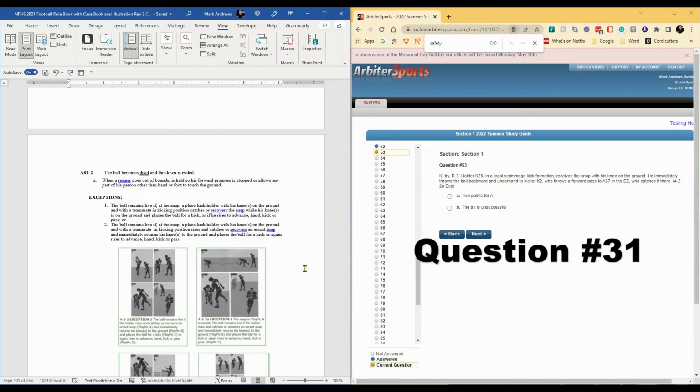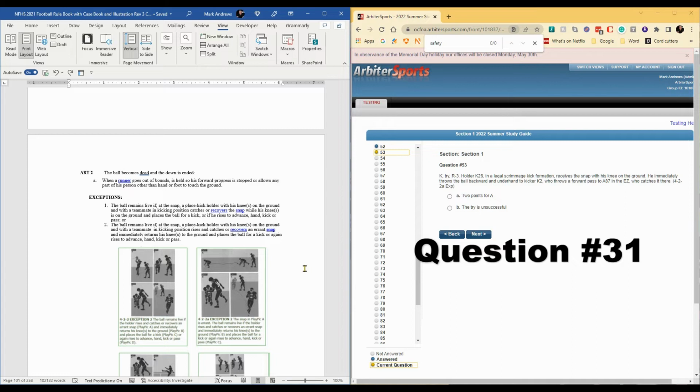He cannot be on his knee. Because remember, normally if he has the ball in his possession and his knee is on the ground, he's down, right? But we give this exception to holders. But he has to rise up, and then he can pass the ball backwards to the kicker, and the kicker can pass it. That's fine. But he can't be on his knee when he does it.